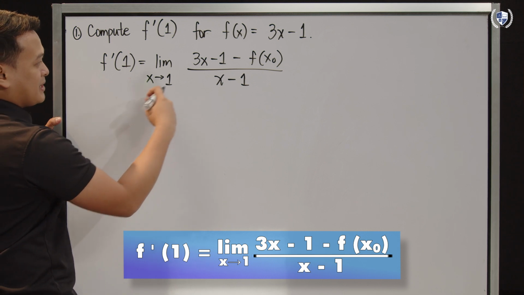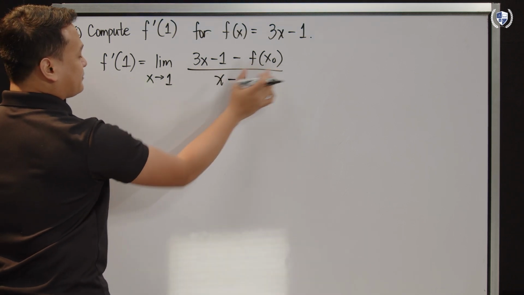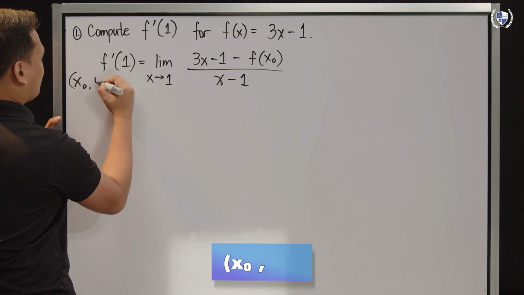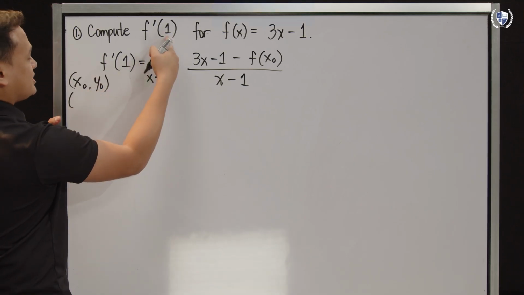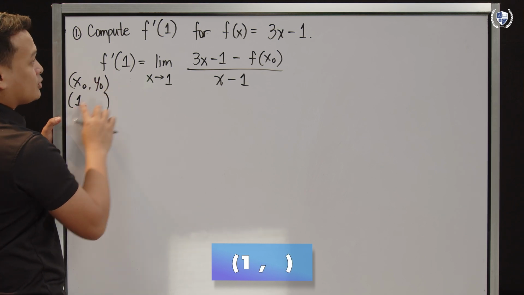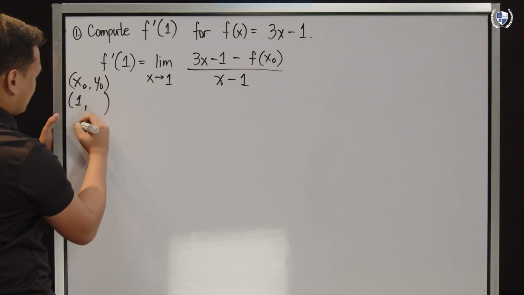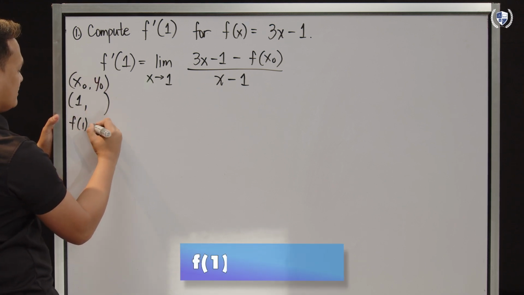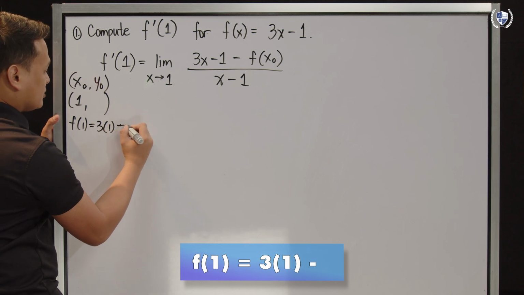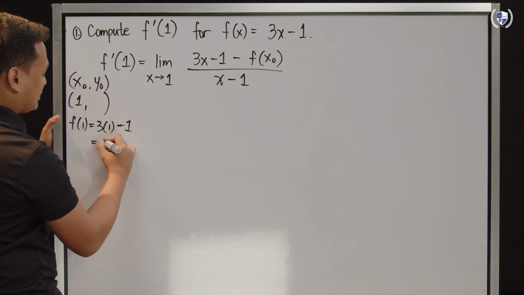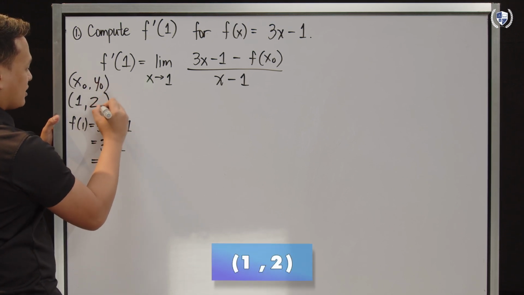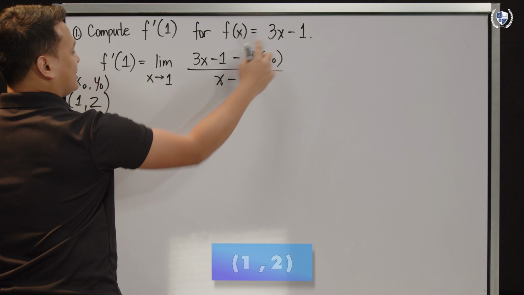So, para makapag-continue tayo, solve muna natin si f of x naught or yung y naught natin. X naught, comma, y naught. Your x naught here is 1. As for your y naught, i-substitute natin yung 1 na to dito sa ating expression. So, we'll get f of 1. Therefore, this is equal to 3 times 1 minus 1. You'll have 3 minus 1, which is equal to 2. That would be your y naught. So, pwede na nating lagyan ng laman ito.